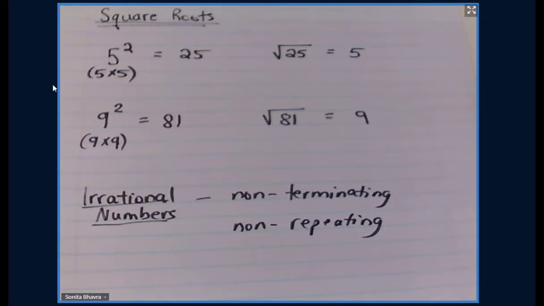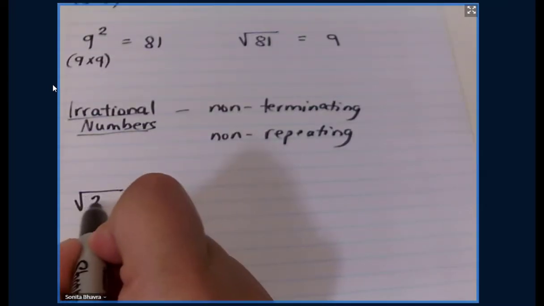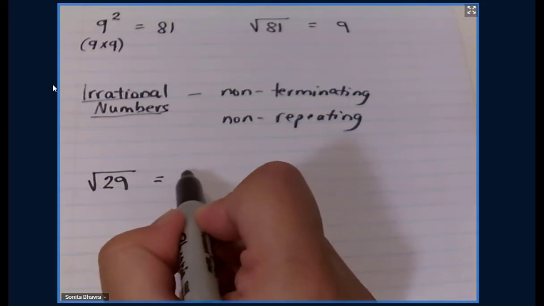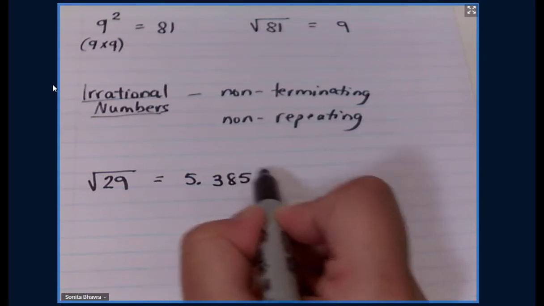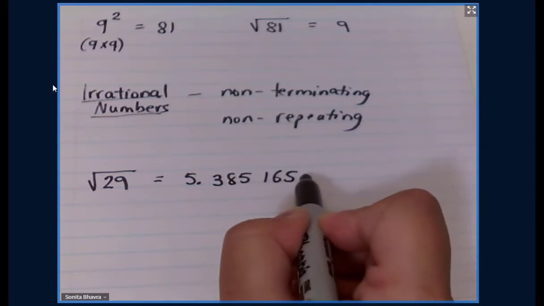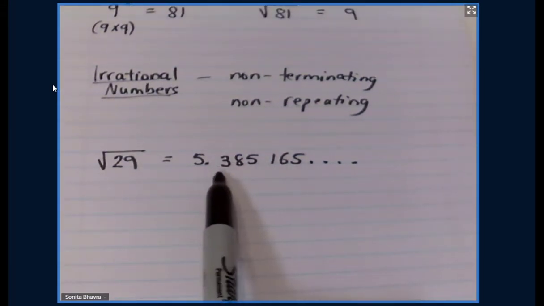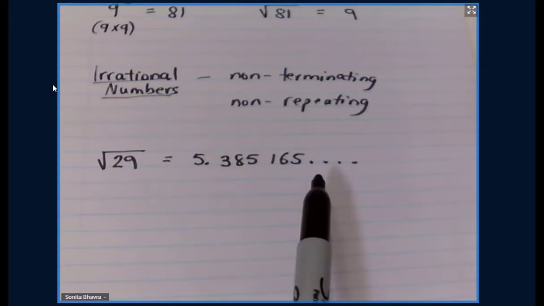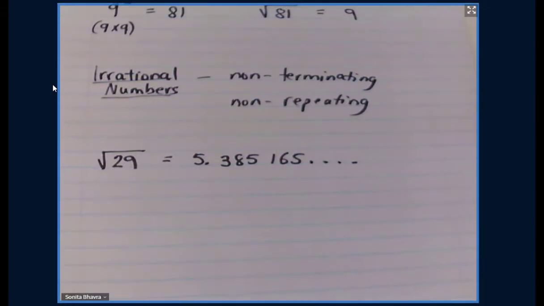So for example, if you have your calculator, you could put in the square root of 29, and you will end up with a number like this, 5.38516, and it just keeps going. All right, there's no numbers that are repeating in here to make a pattern. They are random numbers, and so they're non-repeating and non-terminating, so this is an irrational number.